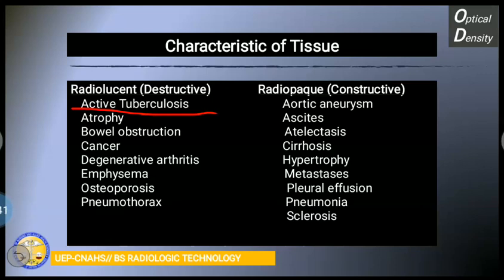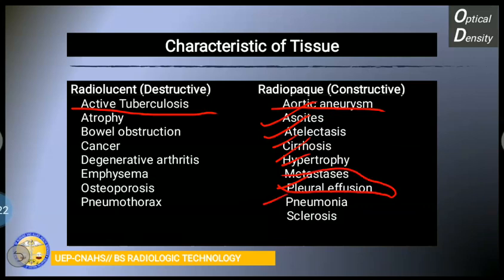Next, we have the radiopaque or constructive or what we call additive pathology. So we have aortic aneurysm, diba? Medyo controversial to kasi nga sa pagkamatay ng isang flight attendant na trending ngayon sa Facebook. Ascites, so hindi to siya inflammation class ha, diba? This is accumulation of fluid in the abdominal cavity at meron naman tayong atelectasis, cirrhosis, hypertrophy, metastasis, pleural effusion. Ito yung common na radiopaque or additive, pneumonia, and sclerosis.